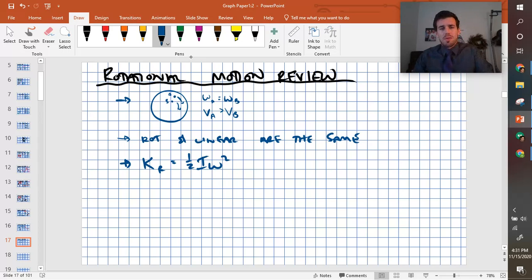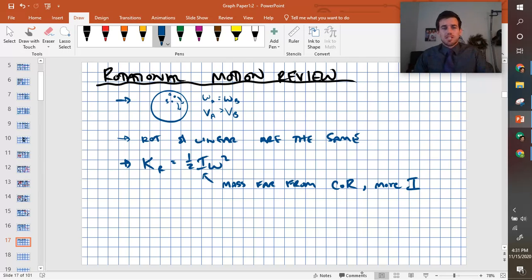Remember how rotational inertia works. Rotational inertia basically is the idea that if we have mass far from our center of rotation, we're going to end up having more rotational inertia.